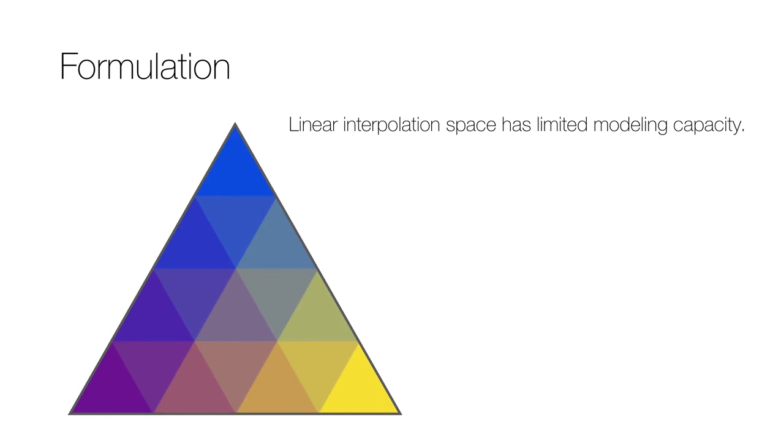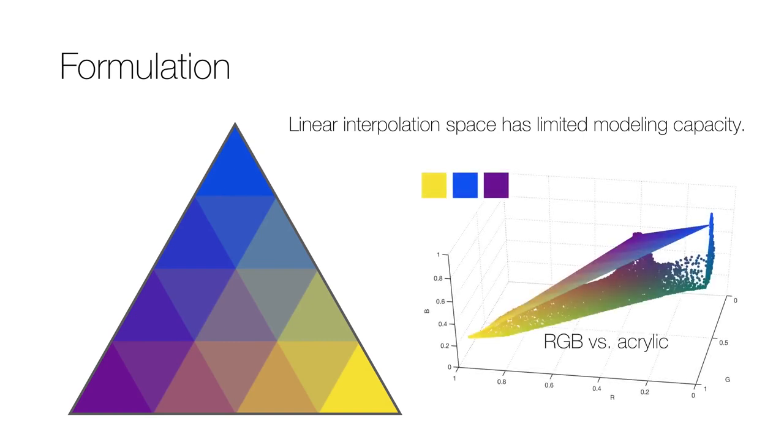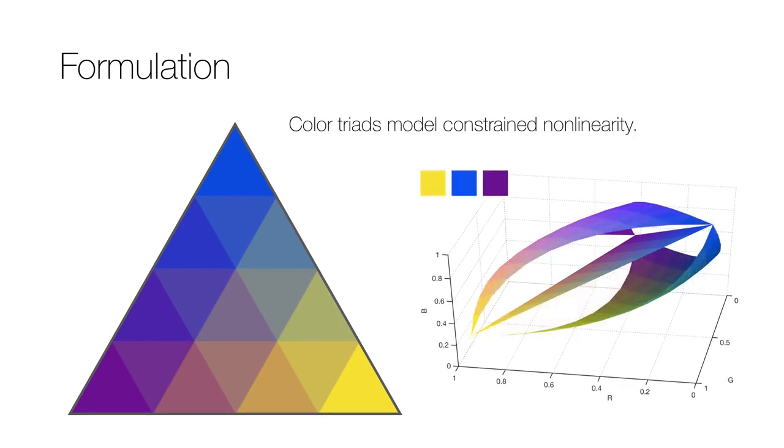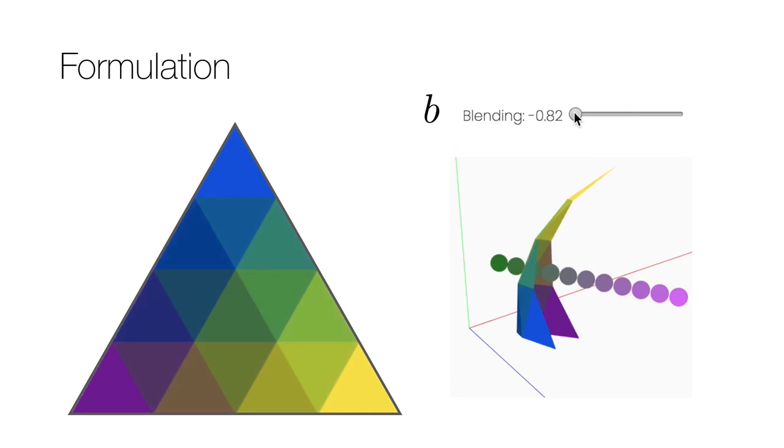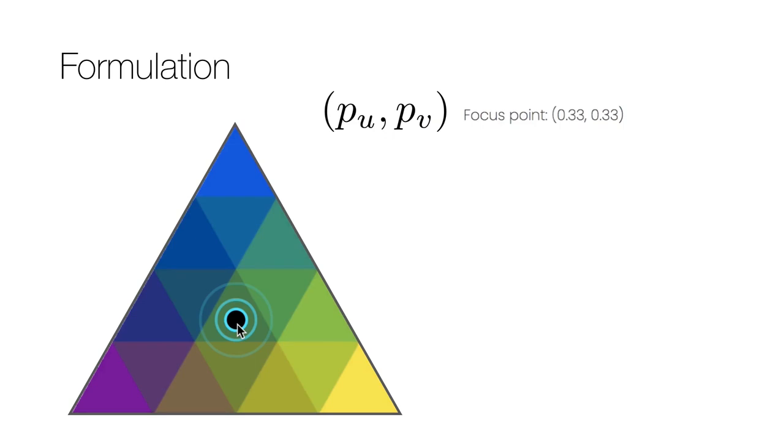As previously discussed, linear interpolation in RGB offers limited modeling capacity for many natural phenomena. For example, in this case, the interpolation between three acrylic pigments deviates strongly from linear RGB interpolation. We augment the color triad representation with a constrained amount of nonlinearity, which prevents the formation of degenerate self-intersecting distributions. We refer to our paper for details and merely demonstrate the visual effect of the nonlinearity controlling parameters. Specifically, we have a scalar parameter B that allows interactive control of the 3D shape of the distribution, thus allowing it to span a range of blending effects. In addition, a focus parameter defined by two scalar values allows shifting the focus from one of the colors to another.